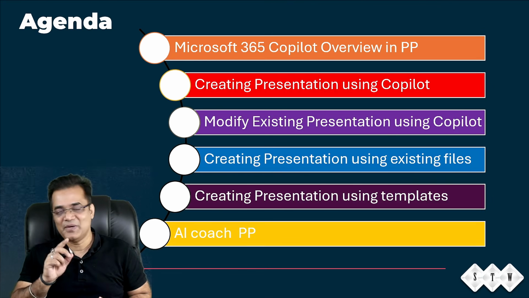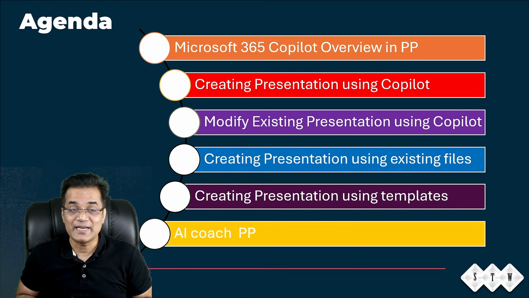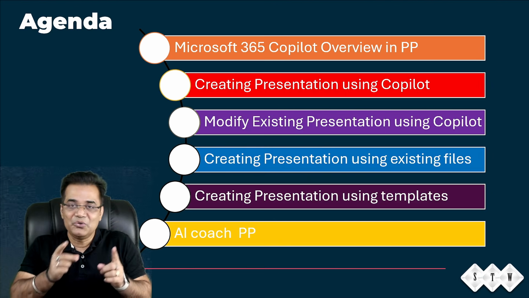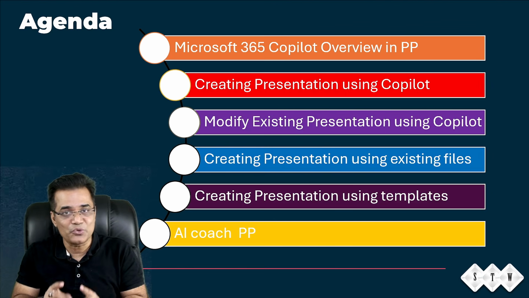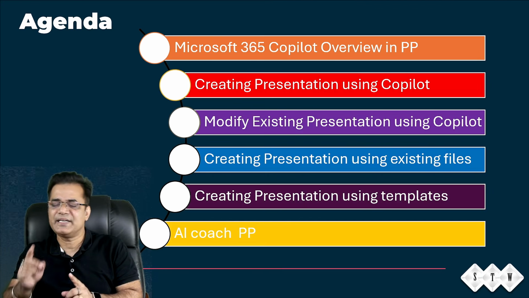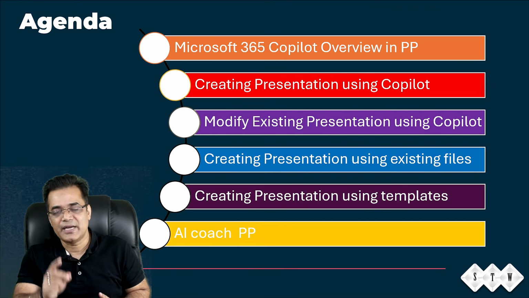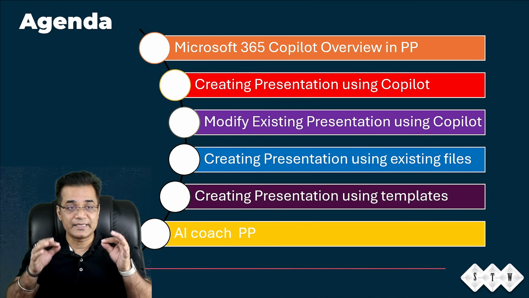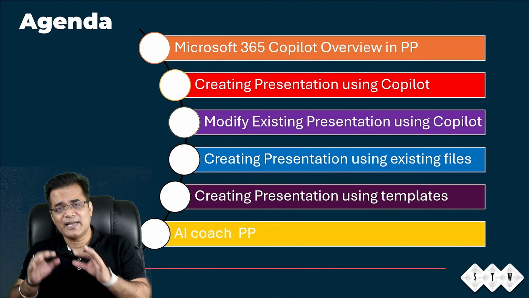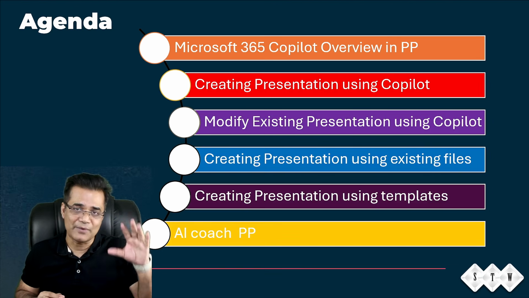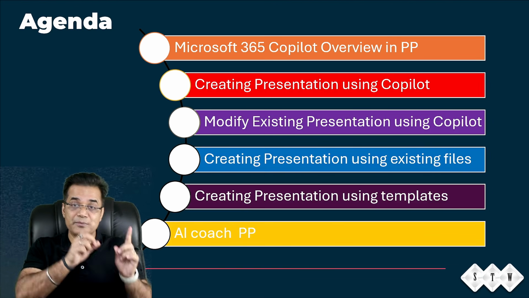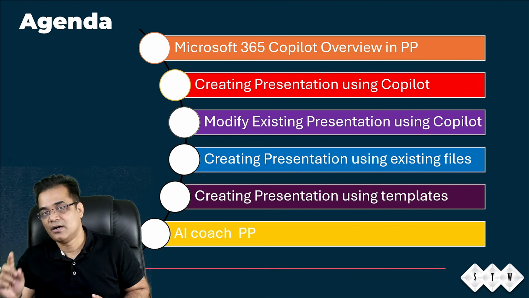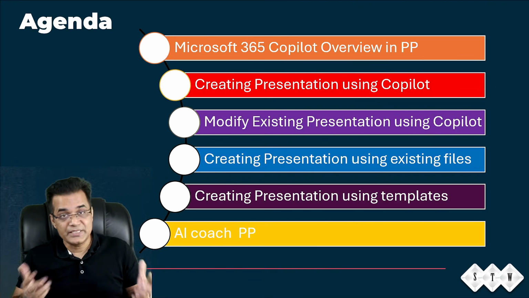And then we will also discuss how you can modify existing presentations using Copilot. So we will discuss how you can modify the one you created using Copilot and the one you created manually, and then modify it using Copilot. And then the next thing we will discuss is how you can create presentations using an existing file. For example, you have a Word file and you want to create a presentation based on that Word file, or based on, you can say, a PDF file.